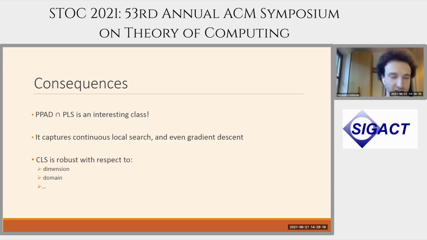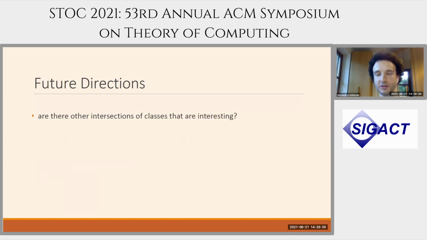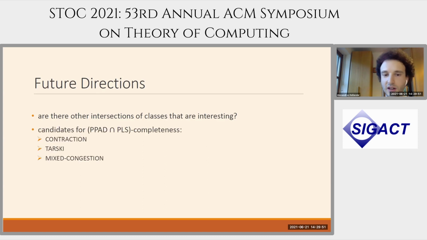And there are also some technical consequences about CLS, because we essentially show that the two-dimensional version of continuous local search, or even gradient descent, is as hard as the high-dimensional one. So let me finish by just mentioning some future directions. The first one is other intersections of classes that are interesting, because you have these two interesting classes, PPAD and PLS, and somehow their intersection turns out to be something very interesting and natural. Other examples of this phenomenon. And the second point, of course, is to find more problems that are complete for PPAD intersection PLS.